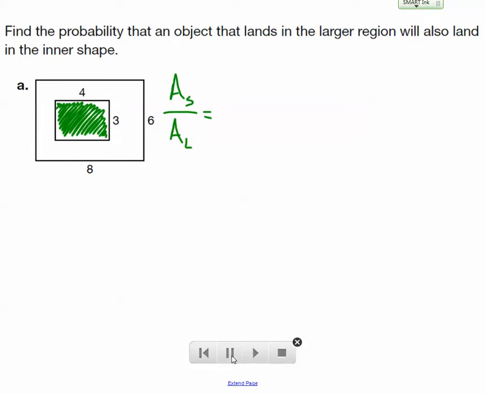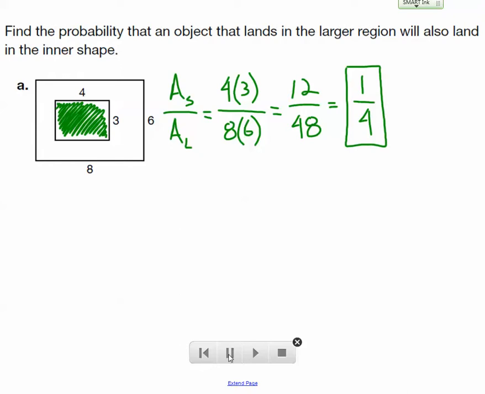The small rectangle, the base times the height would be 4 times 3. And the large rectangle, the base times the height would be 8 times 6. So we got a probability of 12 out of 48, or 1/4. So 1 out of every 4 times you throw a dart at this board, assuming you're going to hit it every single time, the dart will land in that square, kind of.